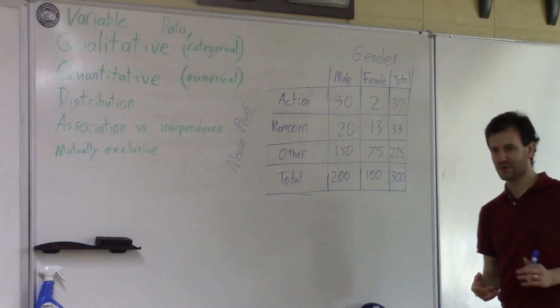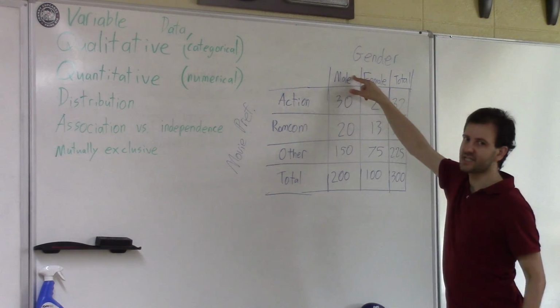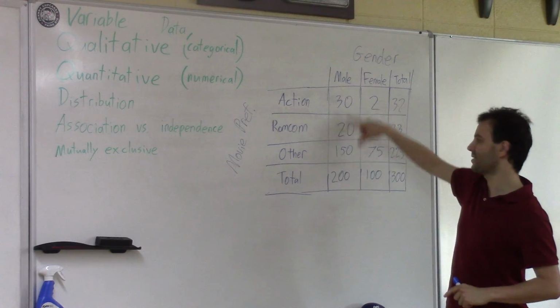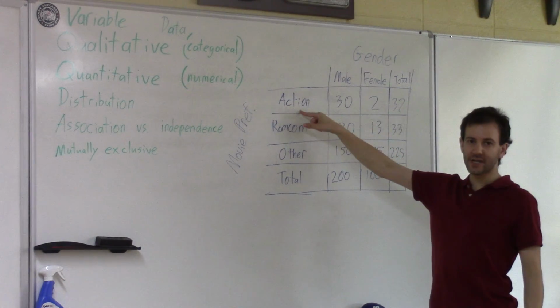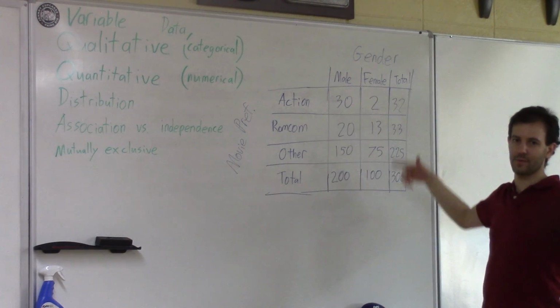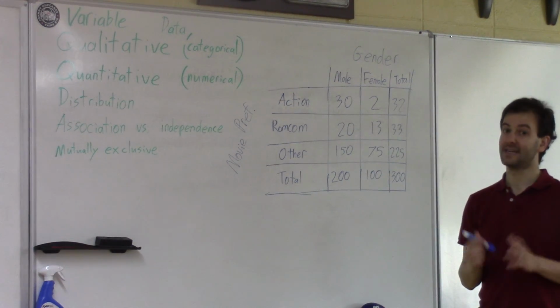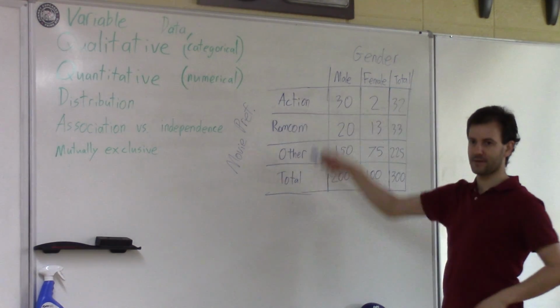If I was going to describe a conditional distribution, that means for the men, specifically, for the condition of being a man, what's the distribution? And then we just look at this row. Or for the condition of being someone who likes an action movie, what's the distribution of people? Well, 30 of them are men and 2 of them are women. So you might see the word conditional distribution here and there. That means for a specific condition.